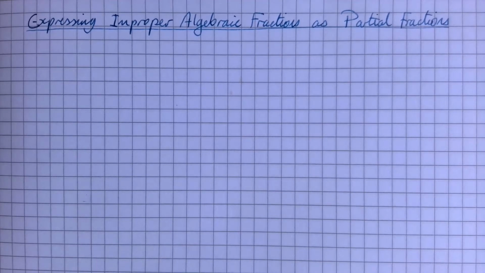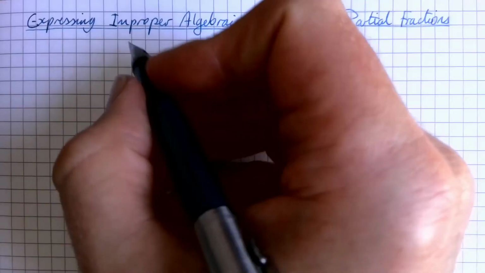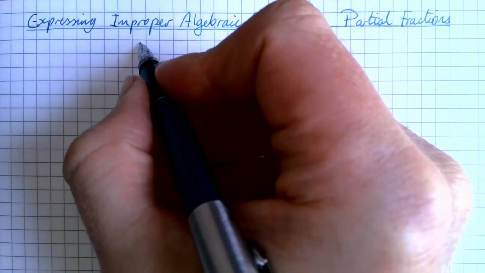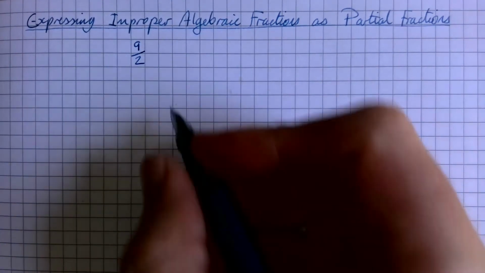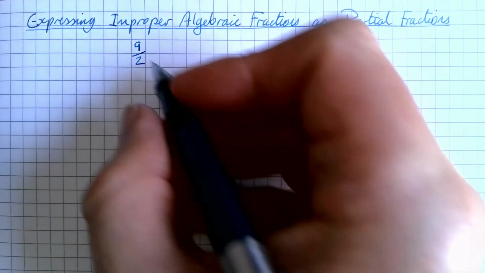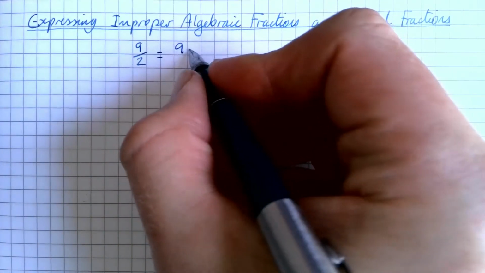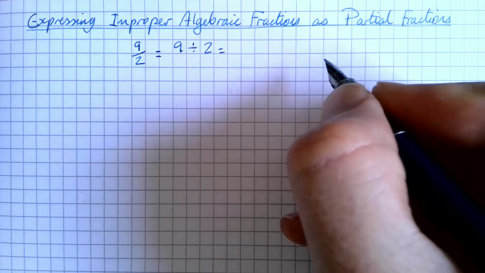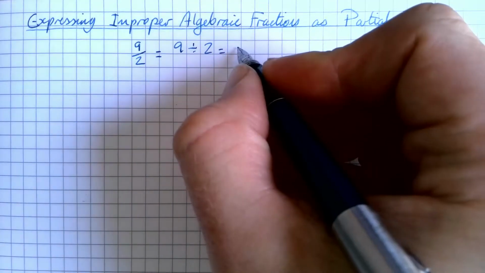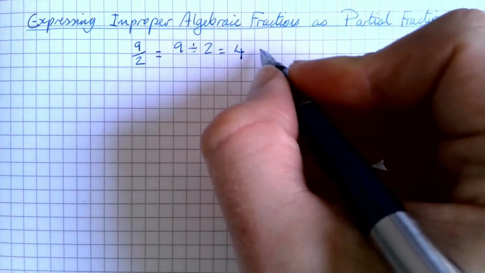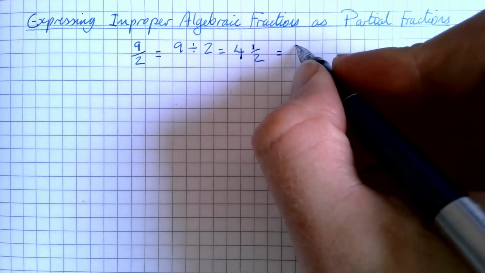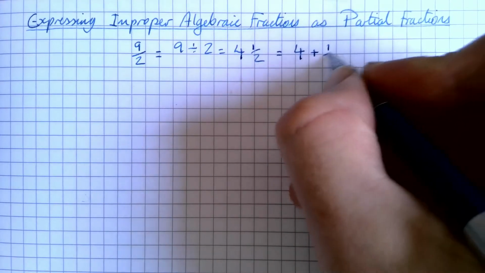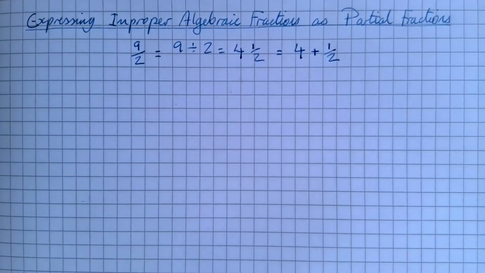Right, so this is the A-level equivalent of simply doing something like this: 9 over 2, turn that improper fraction into a mixed number. So what would that do? You would do 9 divided by 2, wouldn't you? Which means it goes in 4 times with 1 left over, and a half. And you could write that as 4 plus a half if you wanted to, couldn't you? It means the same thing.